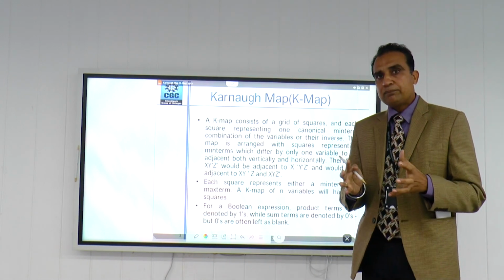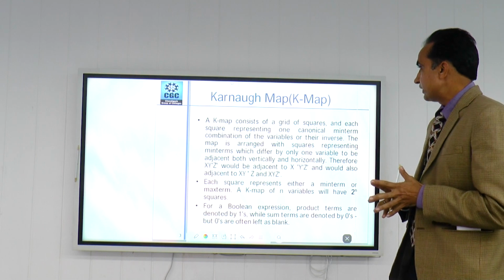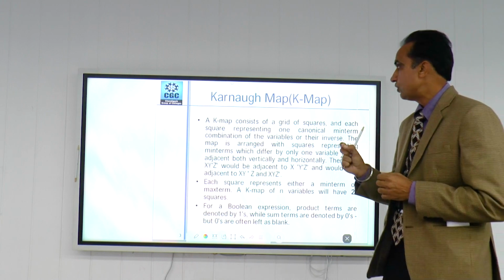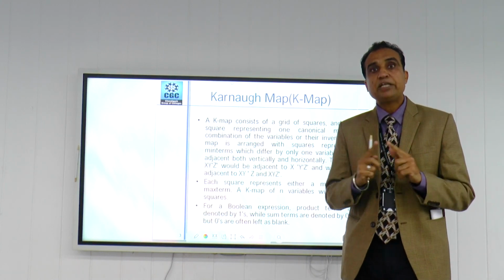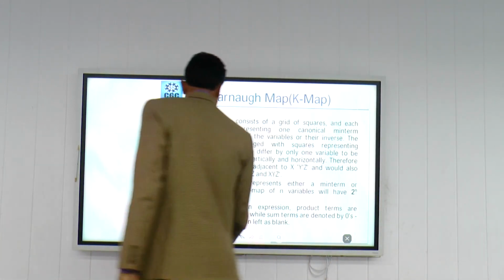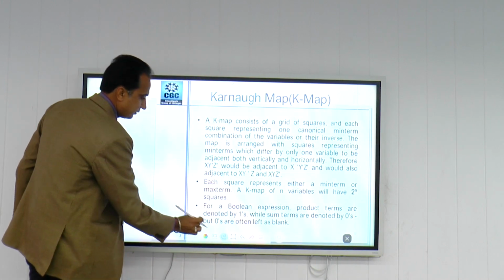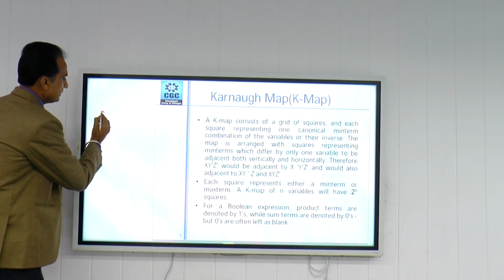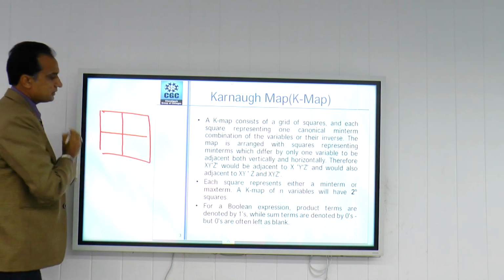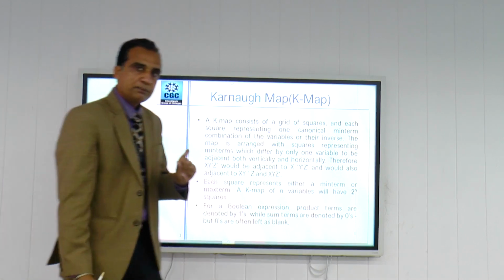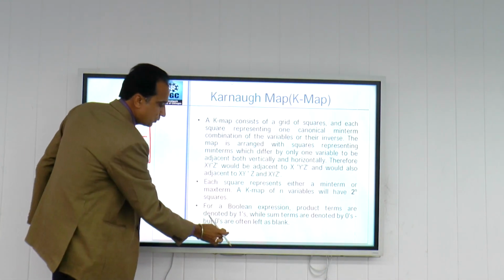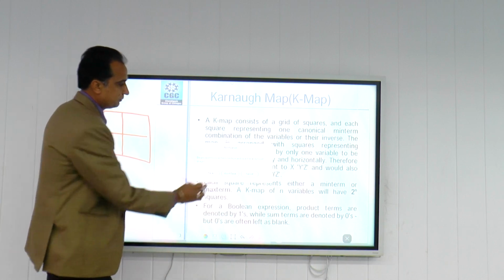Now, what is a K map? K map consists of a grid of squares and each square represents one canonical combination of variables. K map is a grid of squares. Grid of squares means, for example, it is a grid of squares like this. Now, in this grid, I have used 4 squares. K map is a grid of squares and each square is used to represent one canonical min term.